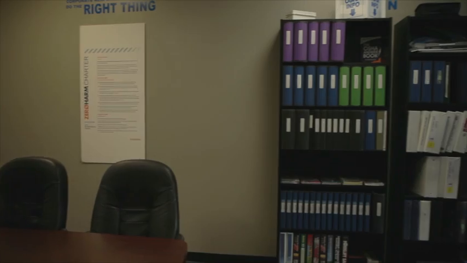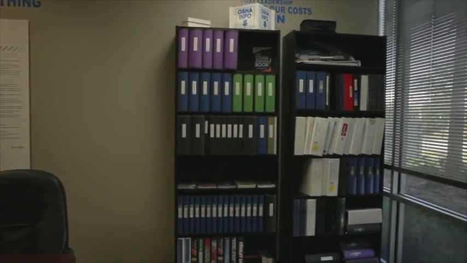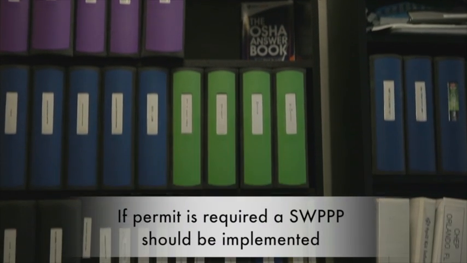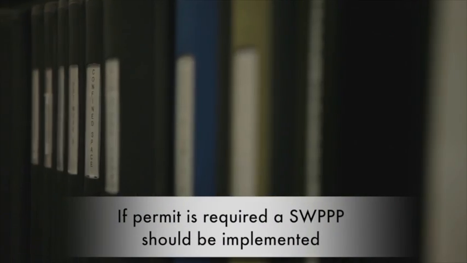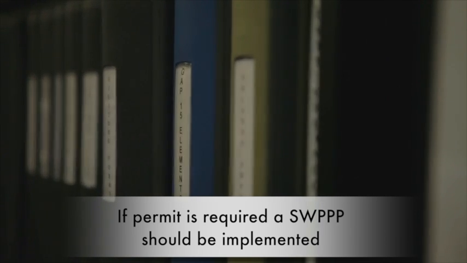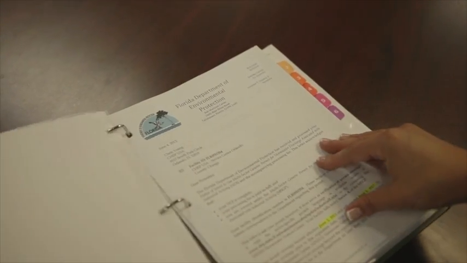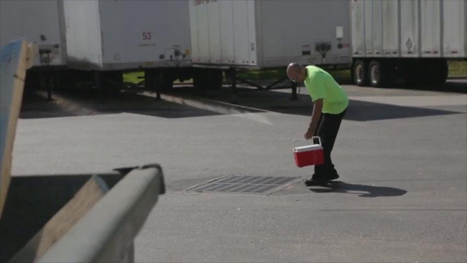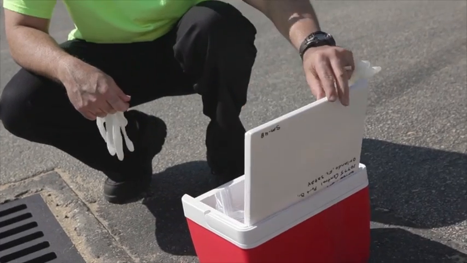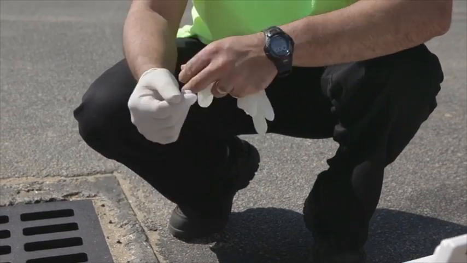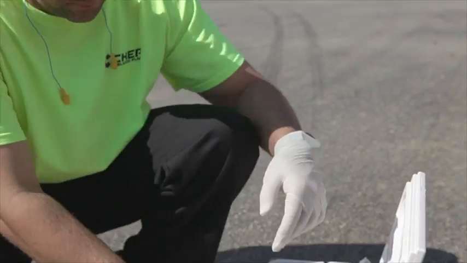If a permit is required, a Stormwater Pollution Prevention Plan, or SWPPP, should be implemented. This is to ensure compliance with the stormwater permit, as well as to reduce or eliminate sources of pollution from coming into contact with stormwater. The SWPPP must be up to date at all times. Other compliance activities may require regular inspection and maintenance of best management practices, as well as monitoring and reporting.